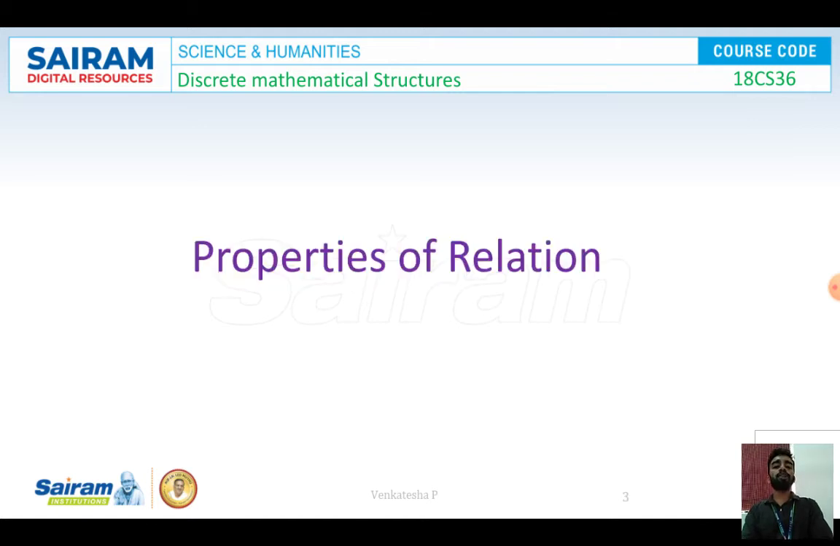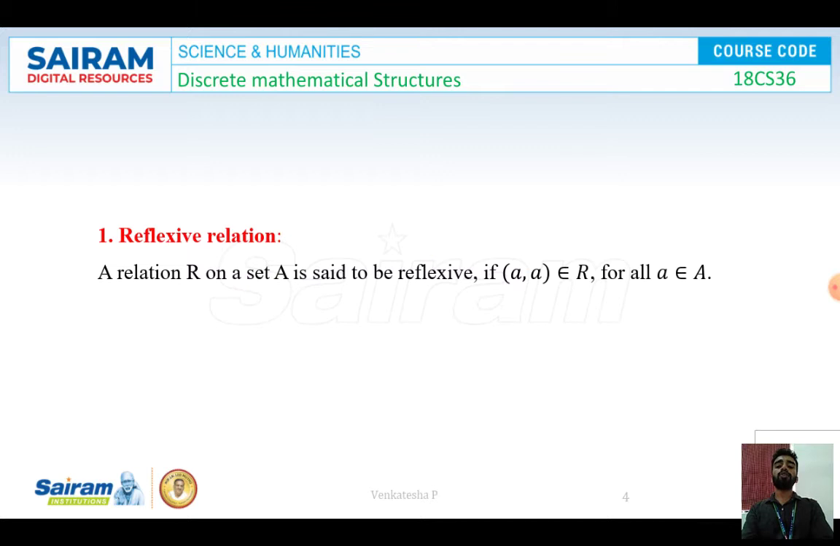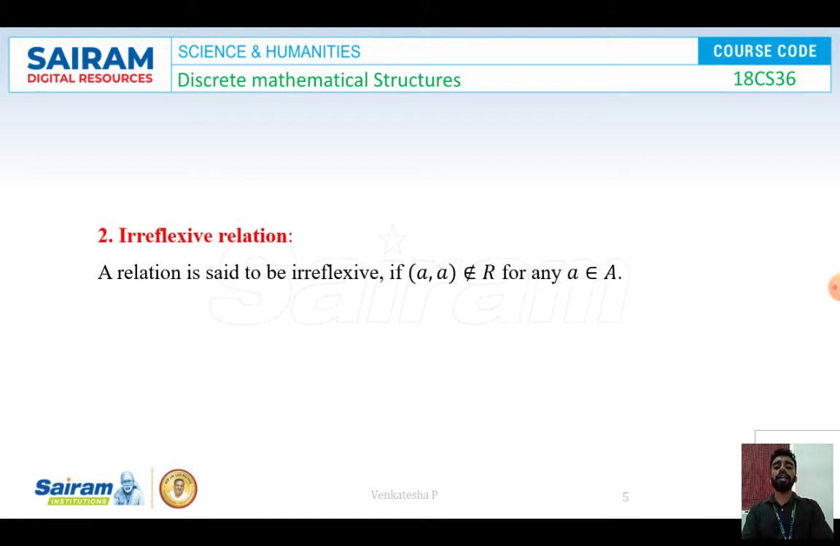Next are the properties of relations. The first one is reflexive relation. A relation R on a set A is said to be reflexive if (a, a) belongs to the relation R for all a belonging to the non-empty set A. Next is irreflexive relation. A relation R on a set A is said to be irreflexive if (a, a) does not belong to the relation R for any a belonging to the non-empty set A.